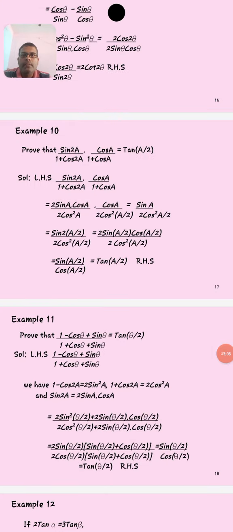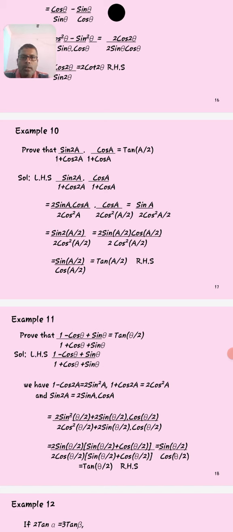Prove that sin 2a divided by 1 plus cos 2a, into cos a divided by 1 plus cos a, is equal to tan a by 2. Here the LHS part is sin 2a by 1 plus cos 2a into cos a by 1 plus cos a. The sin 2a formula is 2 sin a cos a, divided by 1 plus cos 2a, whose formula is what? 2 cos square a. So in the place of 1 plus cos 2a we have to write 2 cos square a, into cos a divided by 1 plus cos a. Using the submultiple angle formula, 2 cos square a by 2.